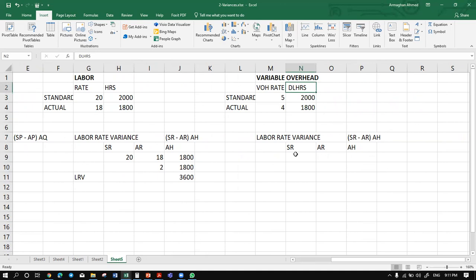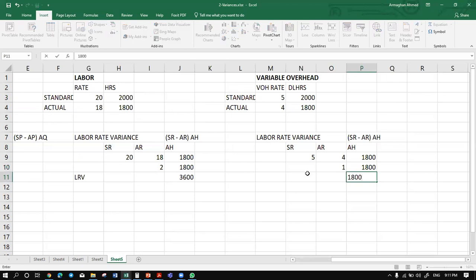Okay, so how much will be the answer now? Standard rate 5, actual rate 4, actual hours 1800. So what will be the amount? 5 minus 4, 1 into 1800. The answer will be 1800 favorable. You can easily understand why favorable: if 5 is the standard rate but we have used 4 only, it means a lower rate, which means lower cost, so it's favorable, right?